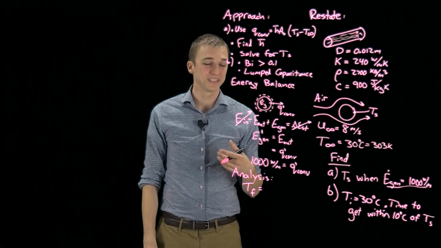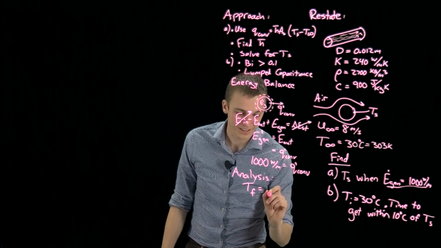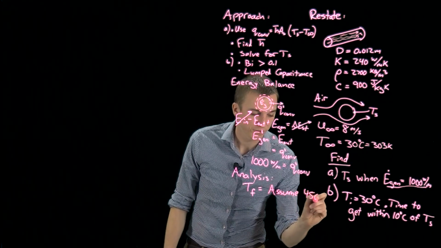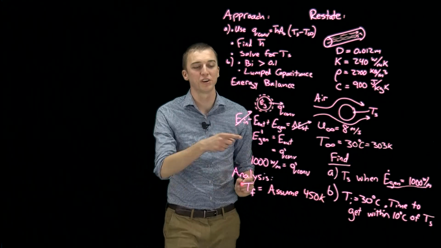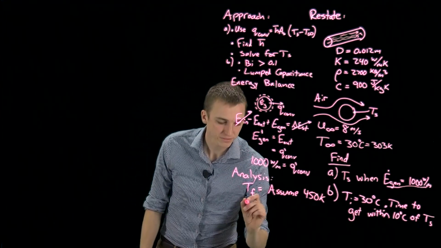But we are going to use an educated guess because we already know the answer. At least the book knows the answer. And it advises us to assume a T film of 450 Kelvin. I bet you that will be close to the average of what we find to be T surface.